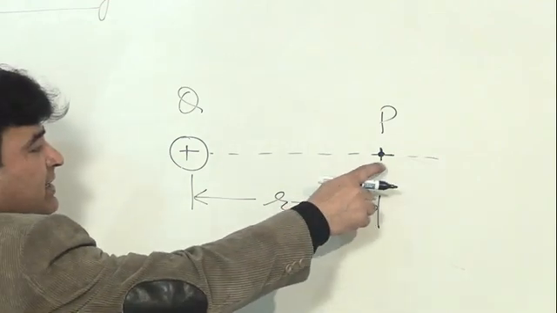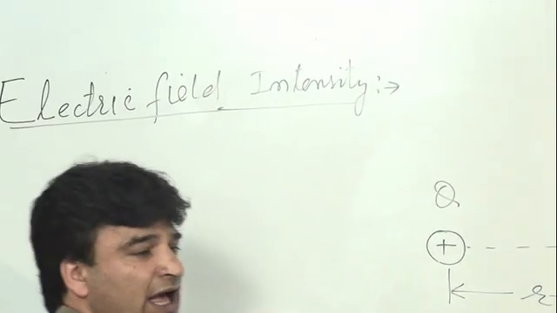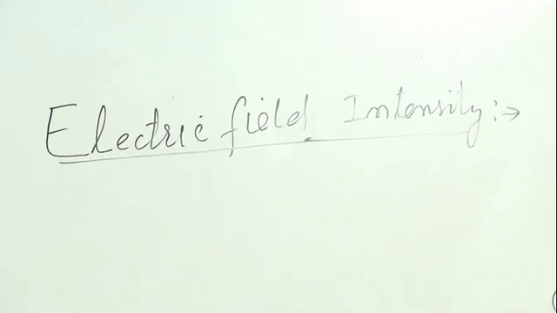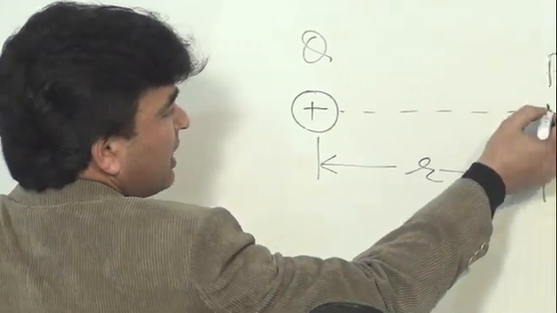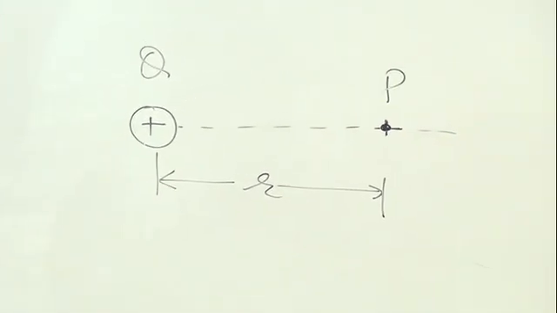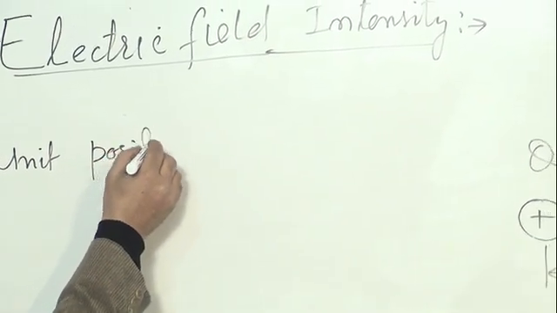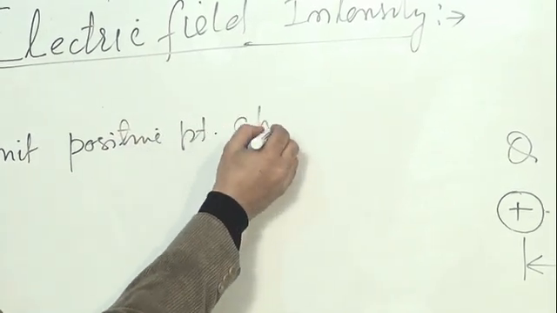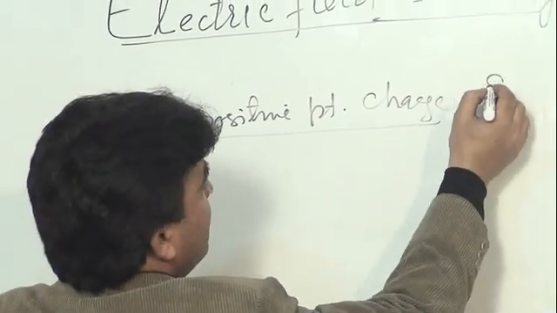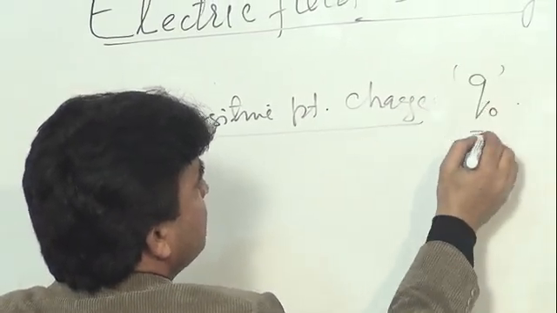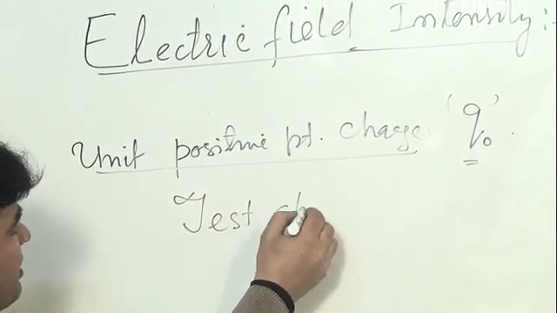then that value of electric field at point P is called electric field intensity and is defined as the force experienced by the unit positive point charge. It is represented by the symbol Q naught and is sometimes also called test charge.